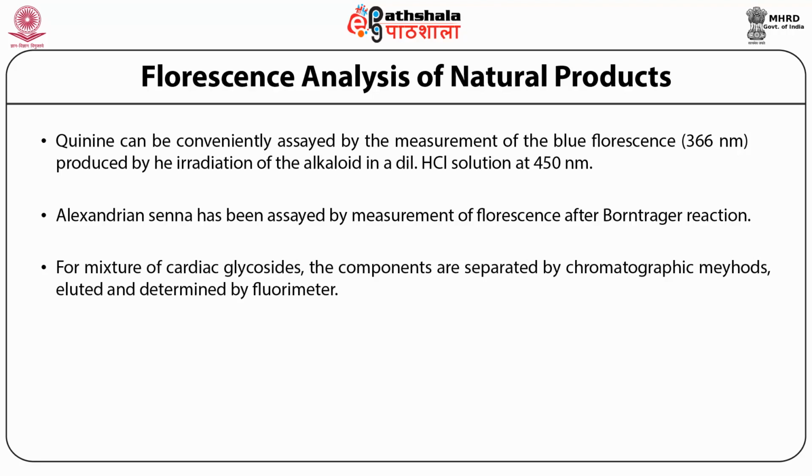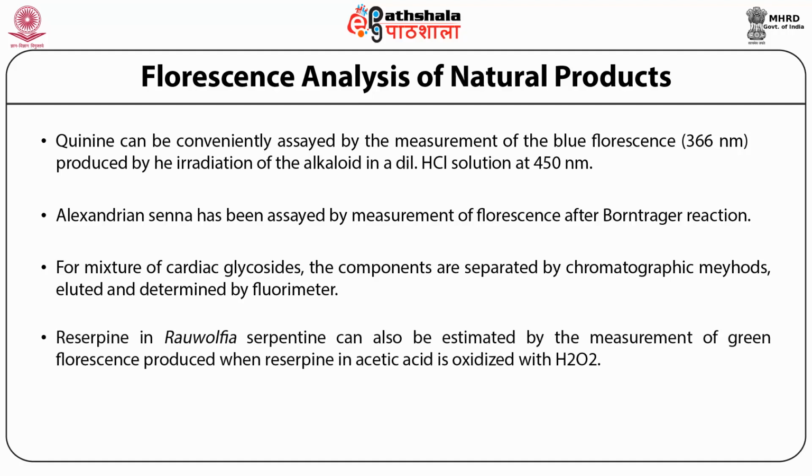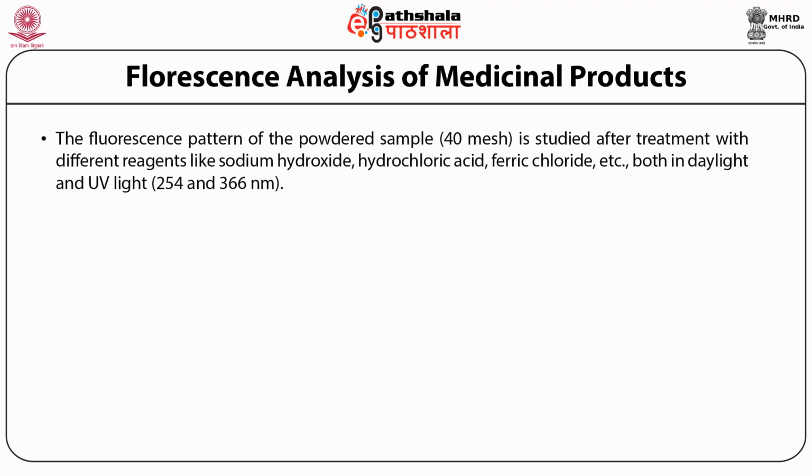The mixture of cardiac glycosides in digitalis can be estimated after separation on chromatographic plates, with the final determination done on a fluorimeter. Reserpine in Rauwolfia can be estimated by the measurement of green fluorescence produced when reserpine is oxidized with H2O2 in acetic acid. The fluorescence pattern of a powder sample is also an important method of analysis of herbal products.